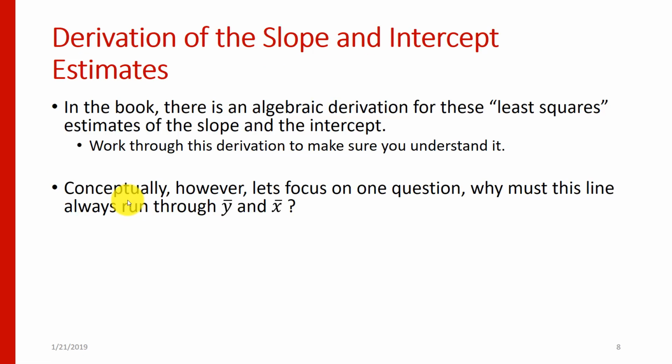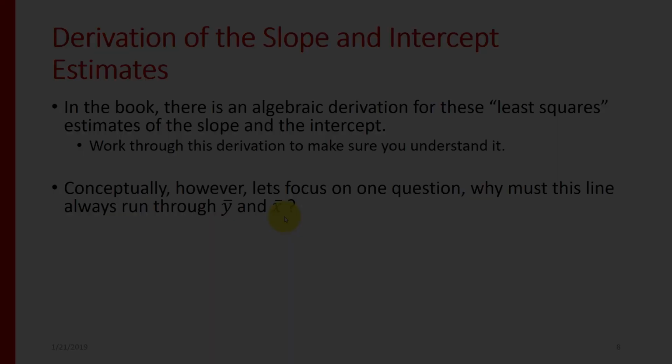So in the book, there's actually an algebraic derivation of these least squares estimates for the slope and intercept. And I would encourage you to walk through that derivation and make sure you understand it. But conceptually, I want to focus on one slightly simpler question, which is why must this line always run through the average y value and the average x value? So take a second to think about this, but it is a fact that the ordinary least squares regression line is always going to run through the average y and the average x. And now I want you to take a second to think about why that is the case.